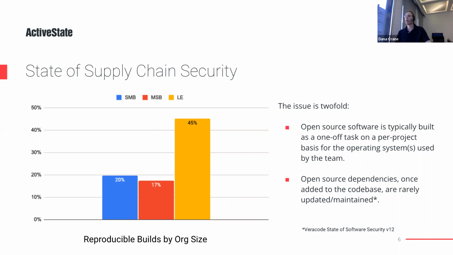So the problem here is, if you rarely update or maintain those dependencies once they're added to your code base, you've got a definite problem going forward. So reproducible builds is something to look at. If you can't afford the time and resources, we'll talk a little bit about how you might be able to leverage our service to get that same kind of security model without investing the time and resources.